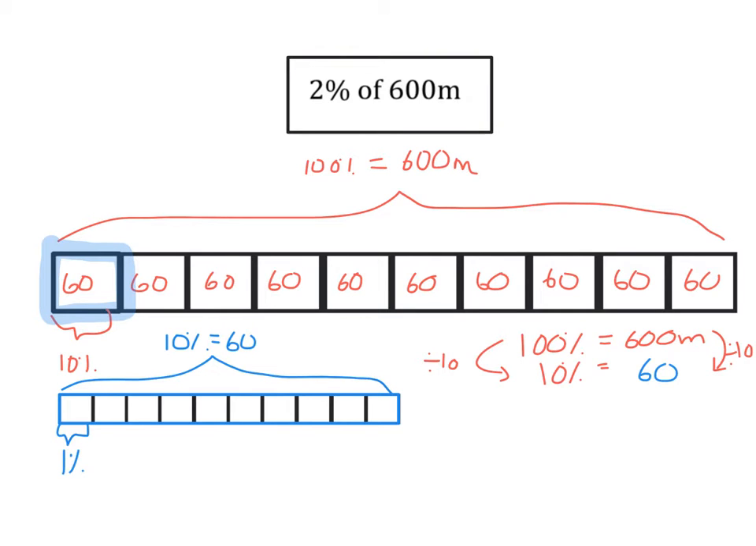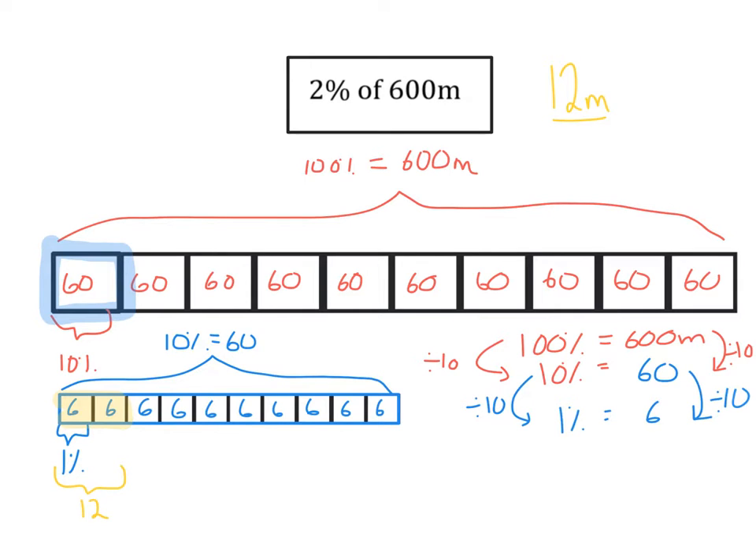Now I'm going to find what 1% is by doing 60 divided into these 10 boxes. That's 60 divided by 10, so 1% is 6. Now the question isn't asking for 1%, it's asking for 2%. So I need 2 of these boxes. All of this here is my 2%, which is 6 add 6, 12. So my answer is 12 metres.